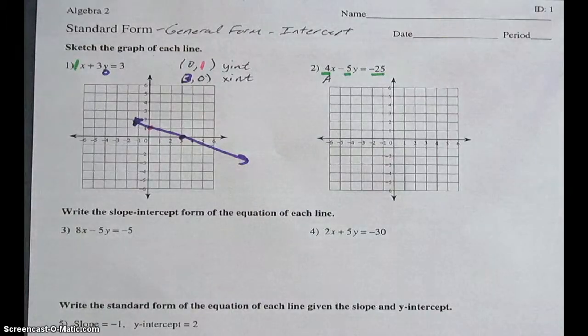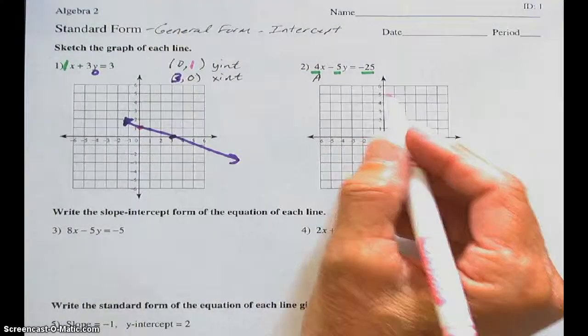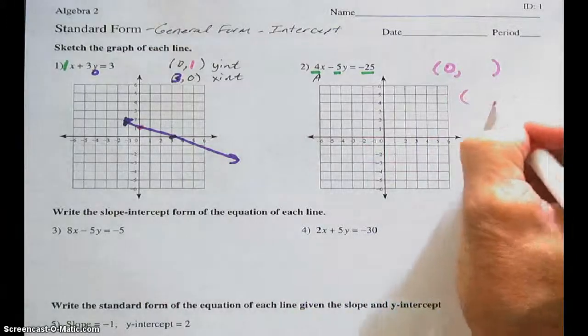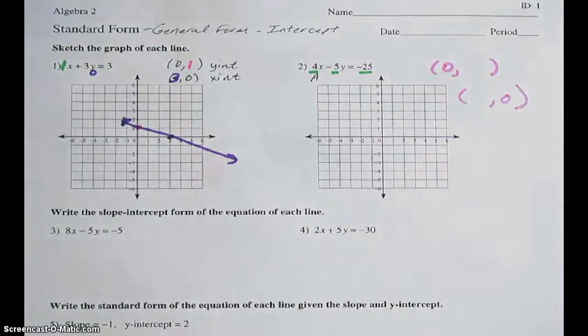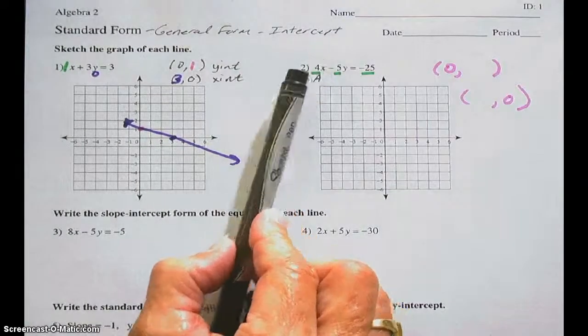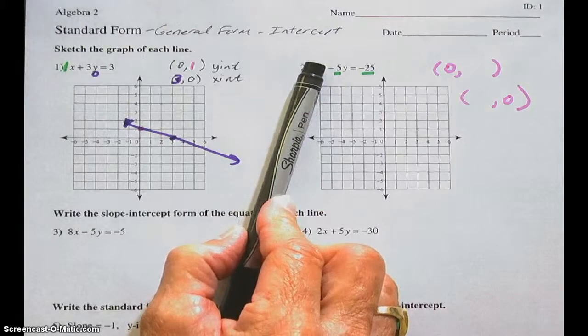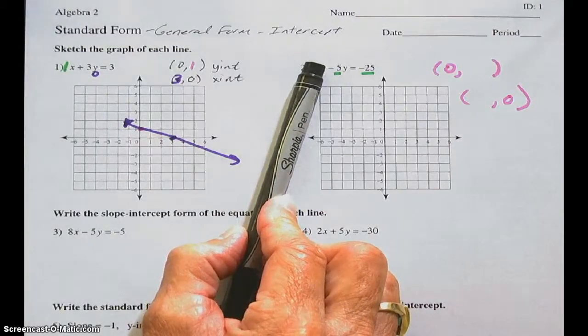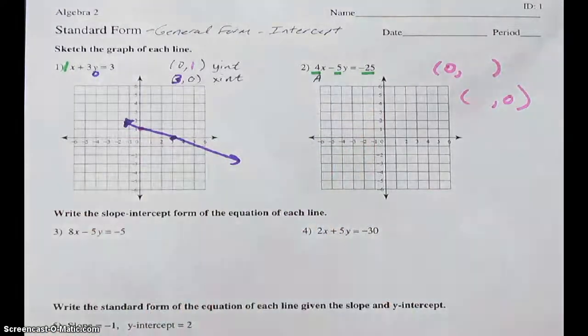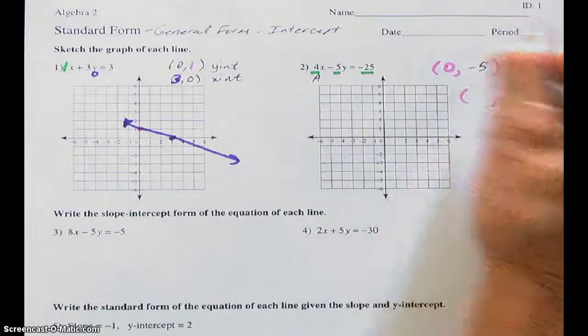So let's try number 2. Number 2, I have the same idea. So I want to find the y-intercept, and I want to find the x-intercept. Visually, we just cover up the x, because 4 times 0 is 0. And what value does y have to be in order that negative 5 times that value will be negative 25? Hopefully you know that that's negative 5.